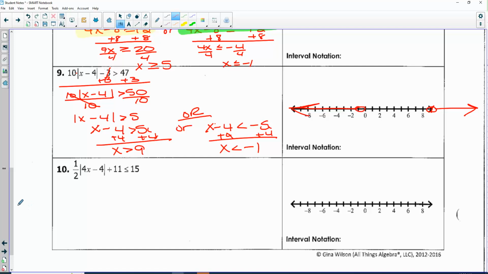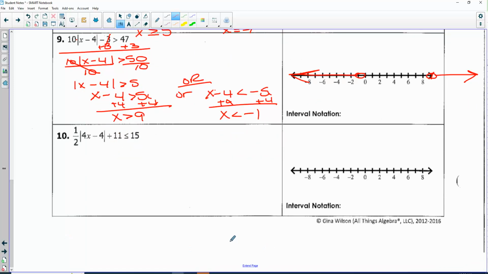All right, first step. We have to get this absolute value by itself. Esther, what could we do here? If I want to get the absolute value by itself, what do I have to move first? Minus 11. So I have 1/2 times the absolute value of 4x minus 4 is less than or equal to 4.